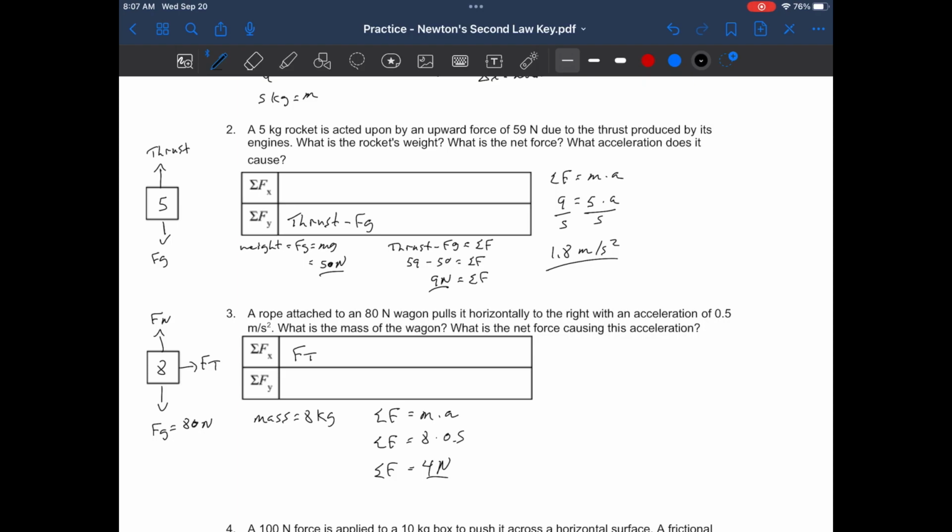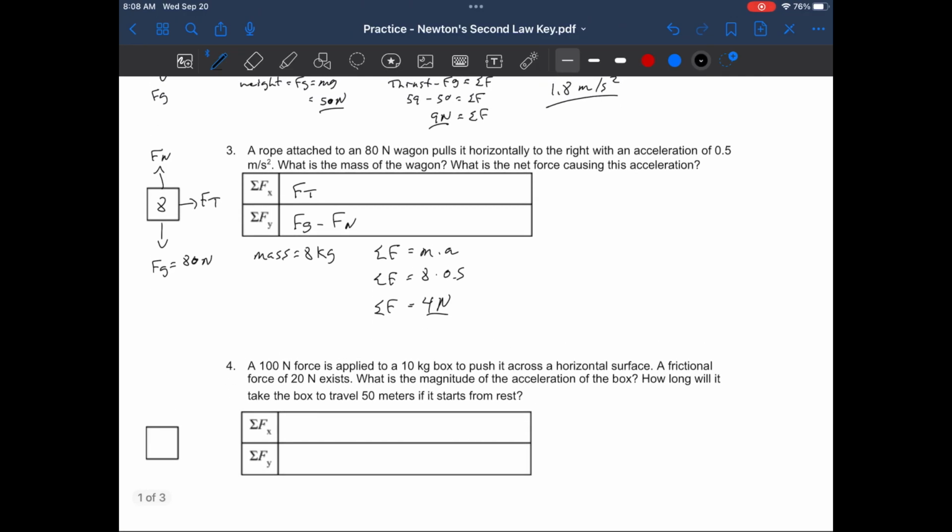We can go ahead and fill in that in the horizontal it's just force of tension, and in the vertical it's going to be force of gravity minus force normal. A 100 Newton force is applied to a 10 kilogram box, so I can throw 10 in the box real quick, across a horizontal surface.